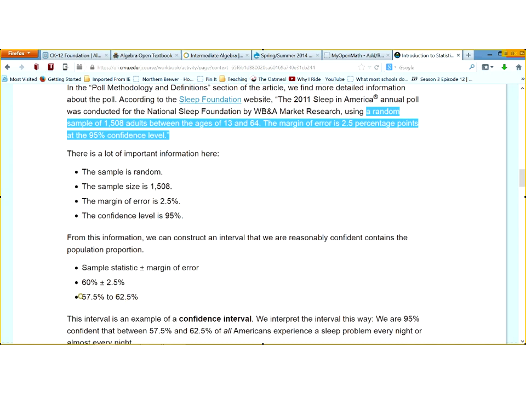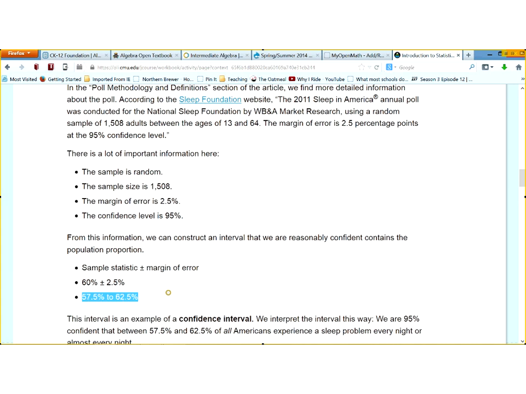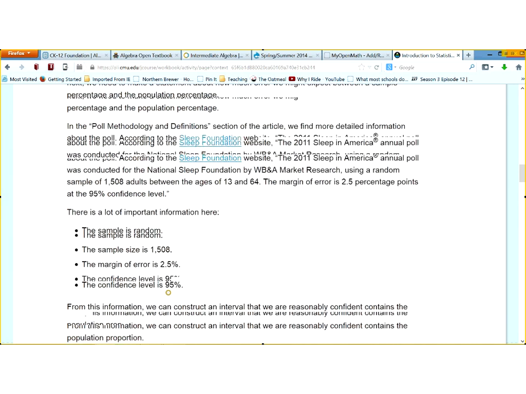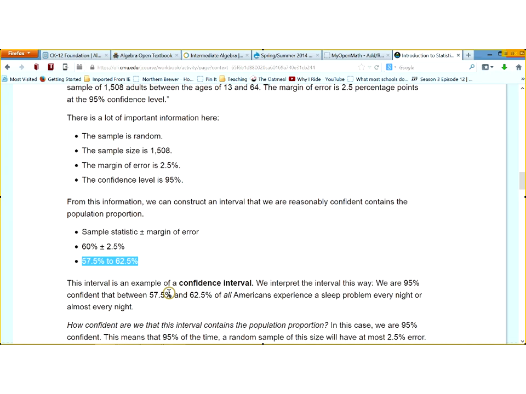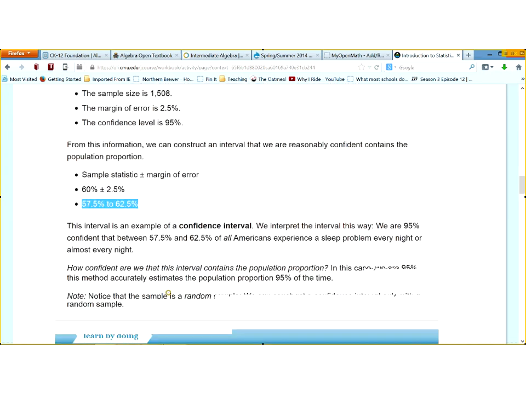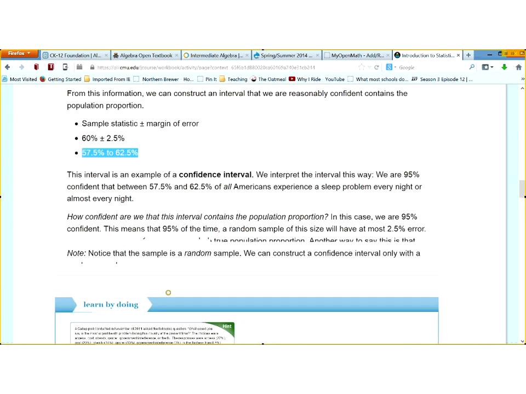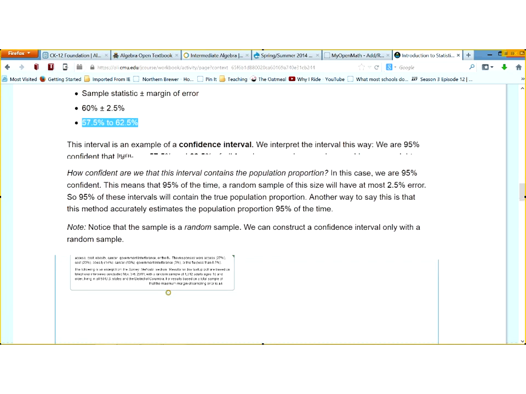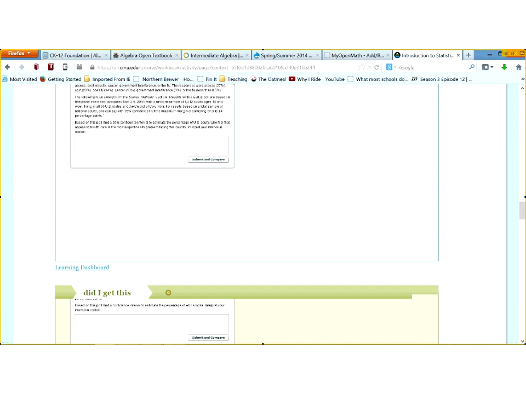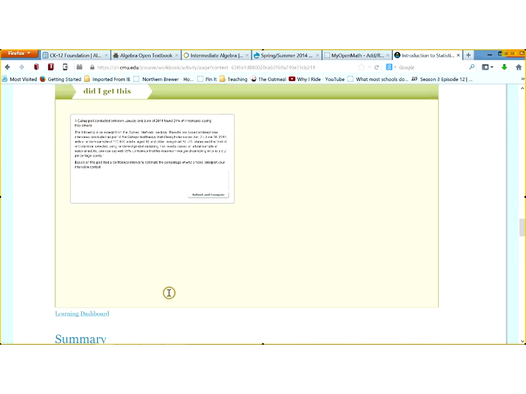That means we can be about 95% sure that the percentage for all Americans who have, what did they say, sleep problems every night or almost every night is somewhere within that range of values. 95% confident. So that's basically what there is to a confidence interval. You take your sample proportion and you add and subtract your margin of error.